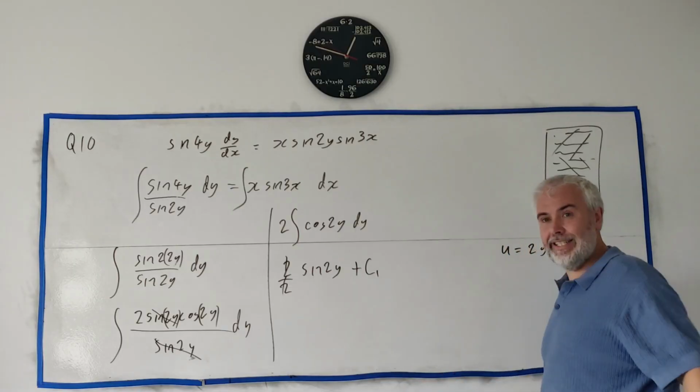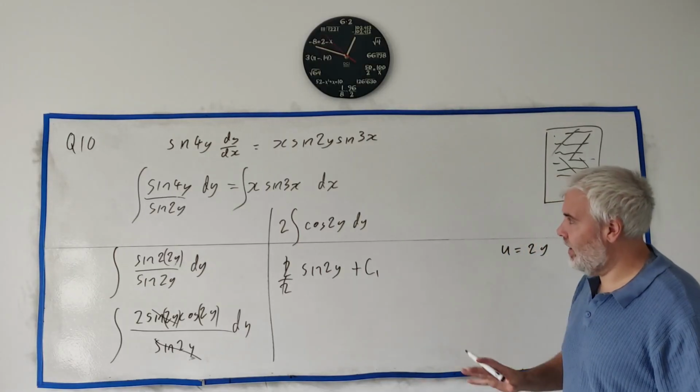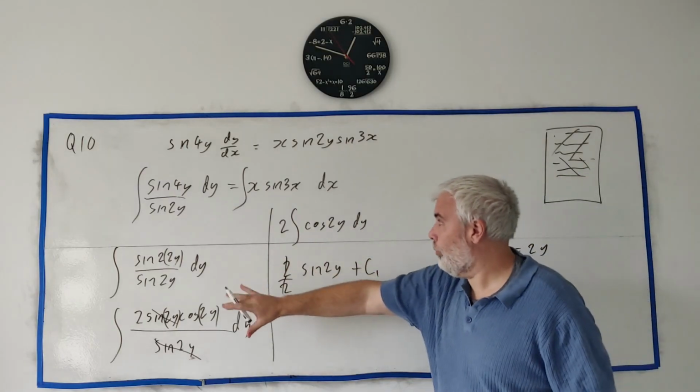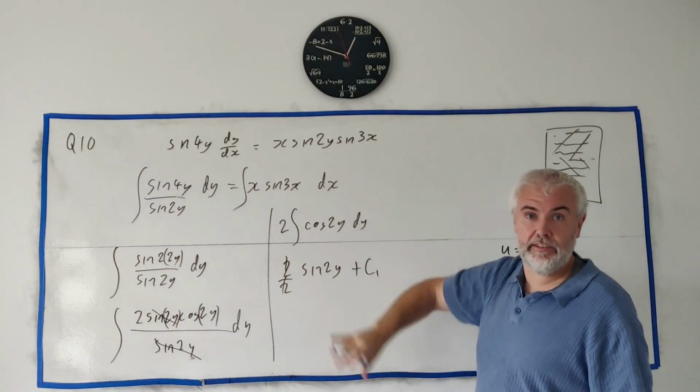I'll call it C1 here. Right, that's the left hand side done. I am going to clear off the whole board and let's do the right hand side.